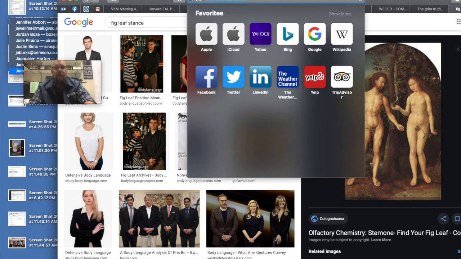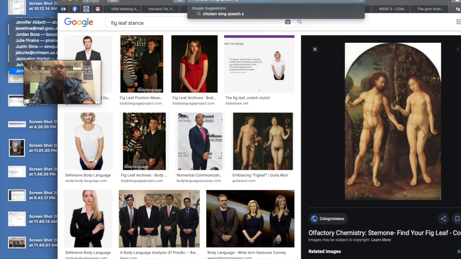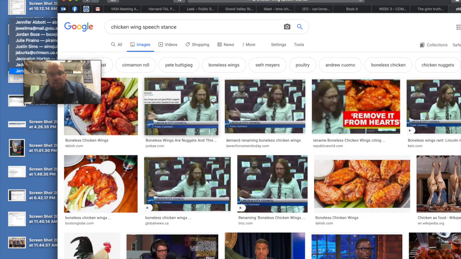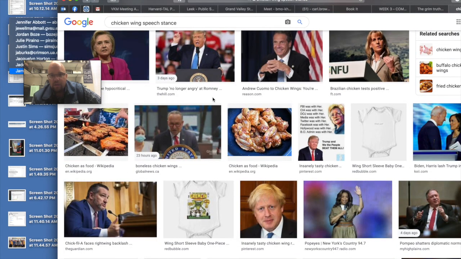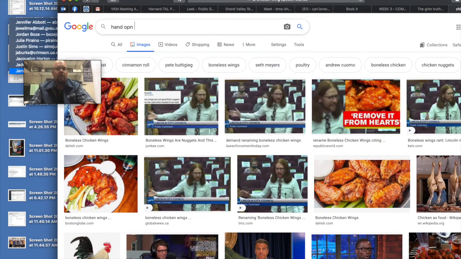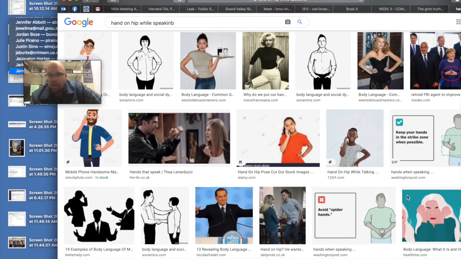There's another one. I think the next one is the chicken wing speech stance. There's a speech about chicken wings. That is not what we're going for. Let's see. I'll tell you what it is. We'll find it this way. Hand on hip while speaking. That would be a version. This is the double chicken wing here. That would be a chicken wing.